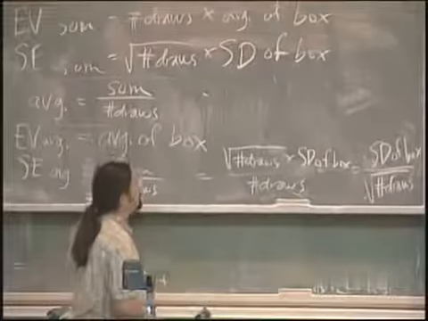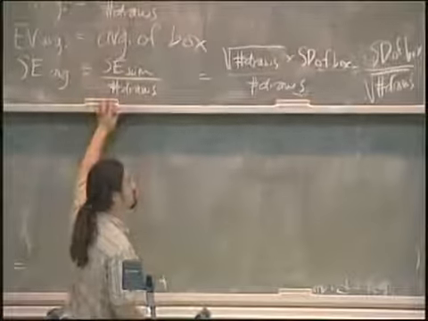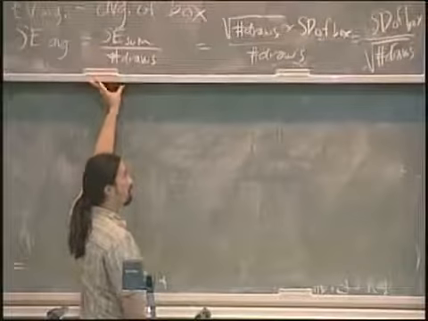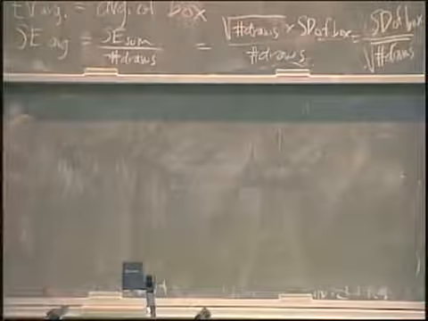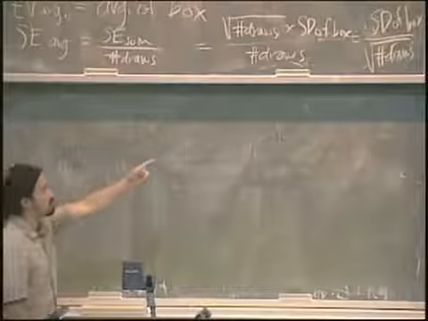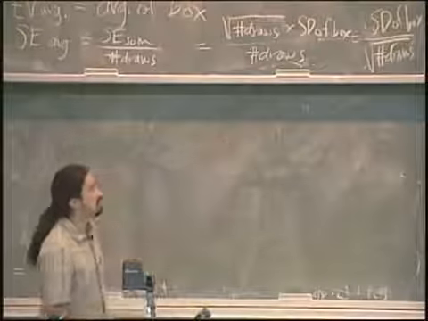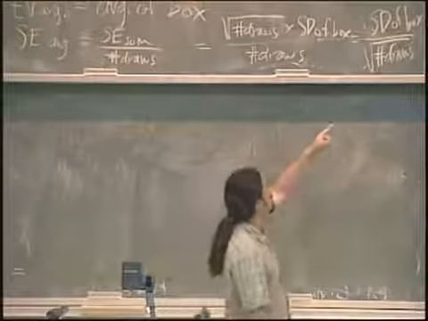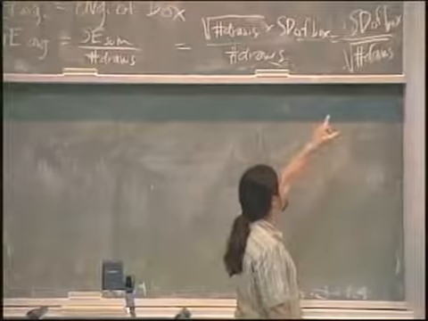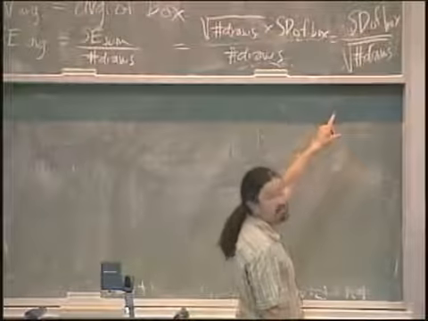The only reason I'm really showing you that formula, well, two reasons. One is that it is a little bit quicker if you feel like avoiding the intermediate step of calculating SE sum. You can just jump from SD box, divide by the square root of the number of draws, and you've got your SD average. Really, my motivation for showing you is not to avoid that step, but to look at what's going on here as you increase the number of draws.